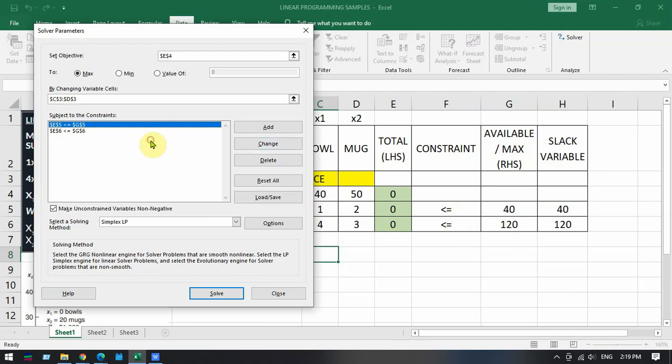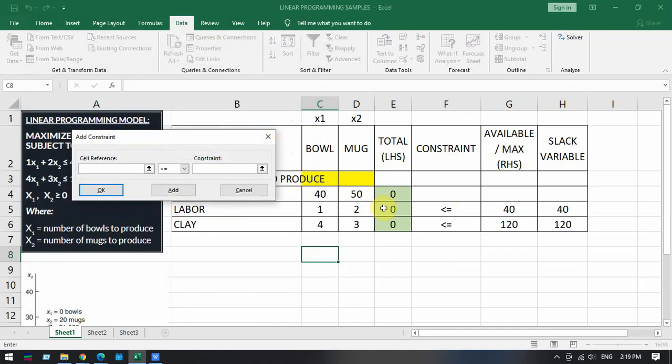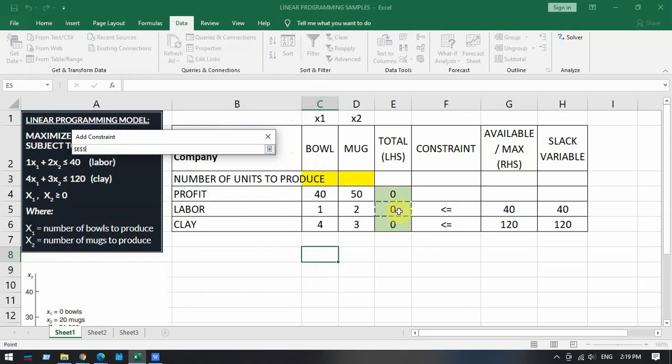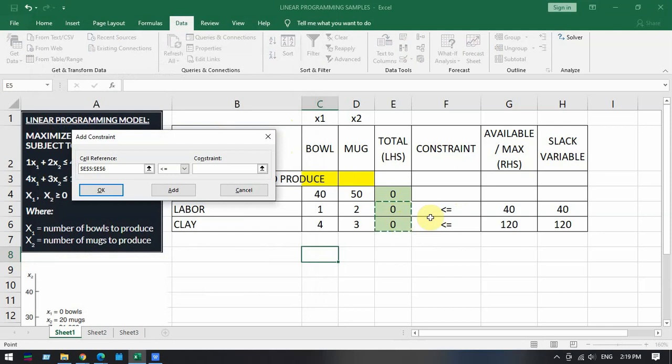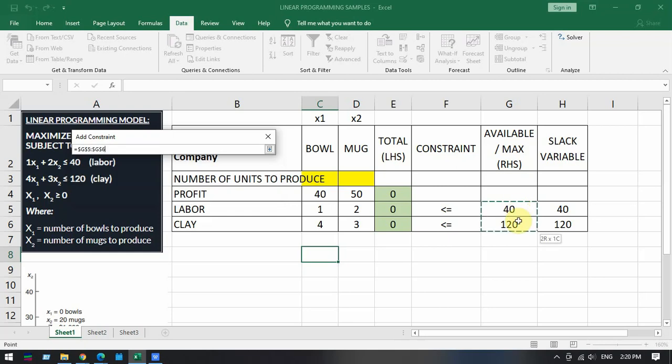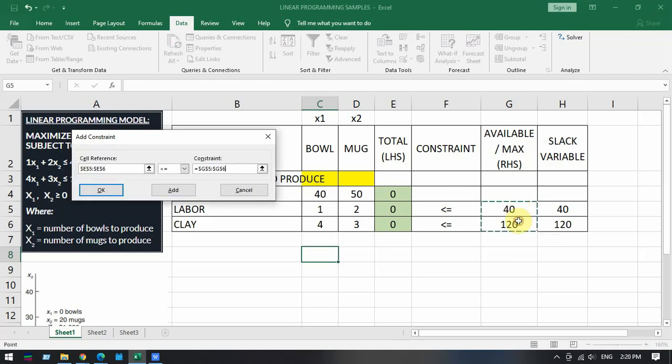For example, let me just add one more just for showing you, but we're going to delete that later on. So left-hand side, we can just put them together. Highlight them together here, like this, since they have the same less than or equal to function. And then our right-hand side is 40 and 120. So of course, we're going to highlight them together also, and then click OK.